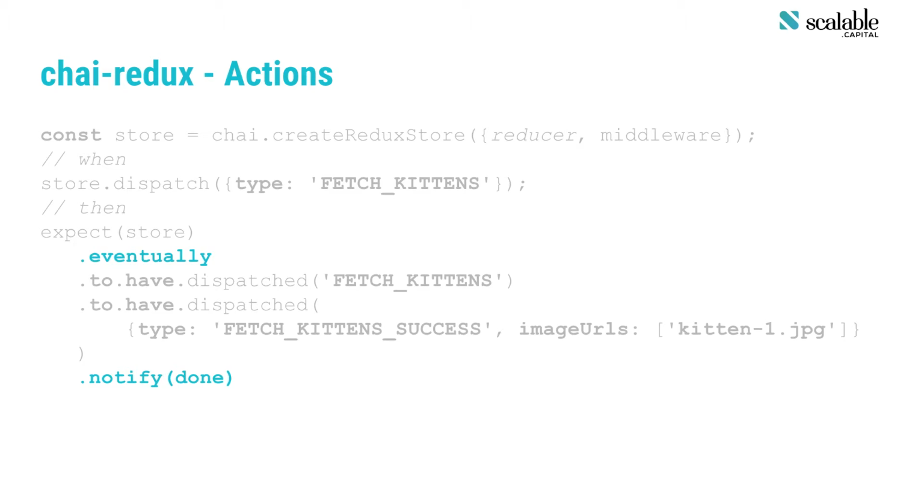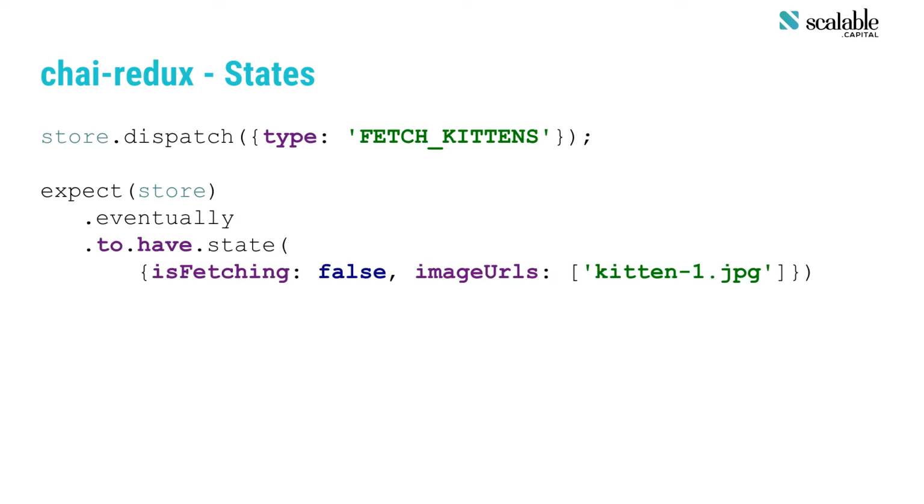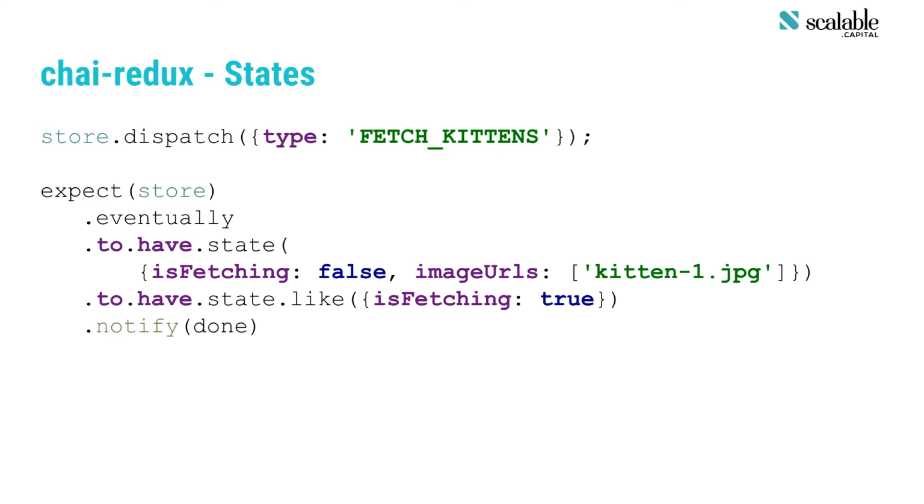But we don't only want to test the actions, we also want to test the store, the state. Okay, so it's the same in green. So we say store dispatch fetch kittens. Then we say expect store eventually, because we by now know it's async, to have state is fetching true and image URLs, which is the second state, and to have state like is fetching true. Note that you can do either state for a full equal or like for a partial equal.